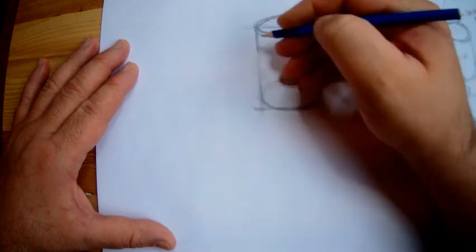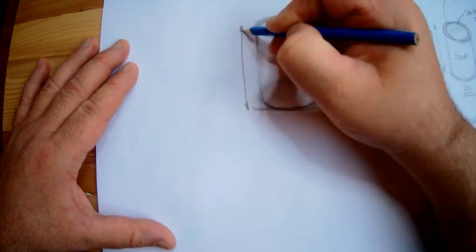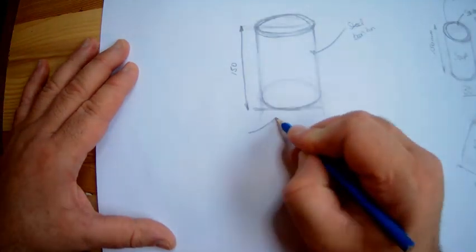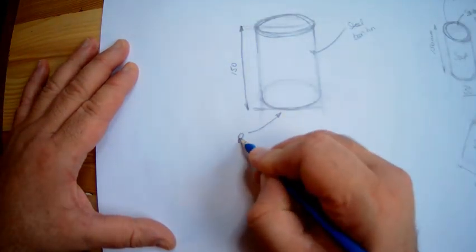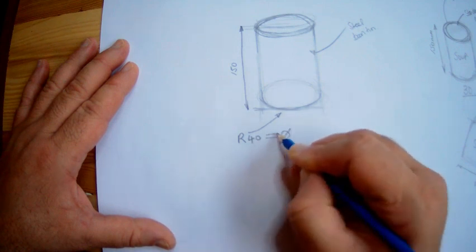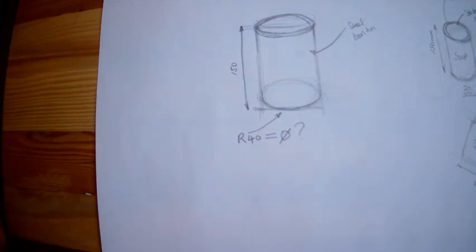And I'll give it my sizes just so the person looking at your ideas has an idea of size. 150. And I'll go radius this time of 40. Well, that'll give you a diameter of something else, won't it? So you can work it out for yourself. You don't need me to tell you that.